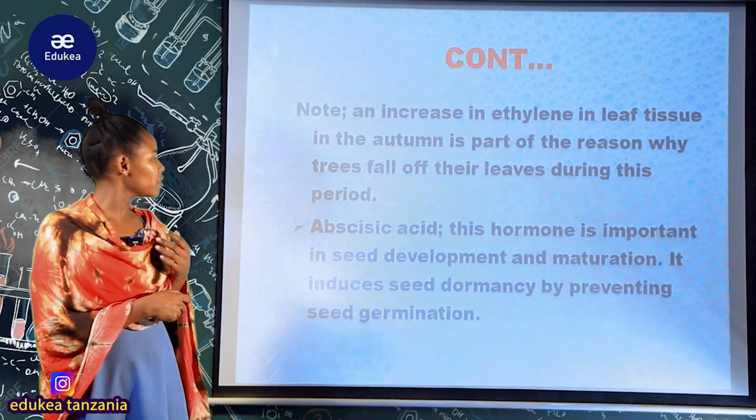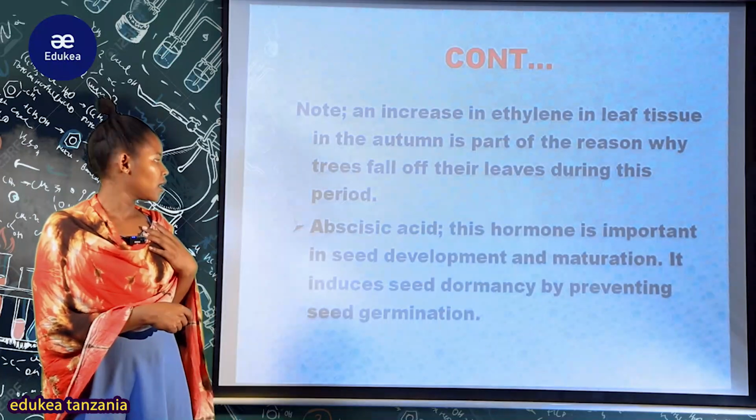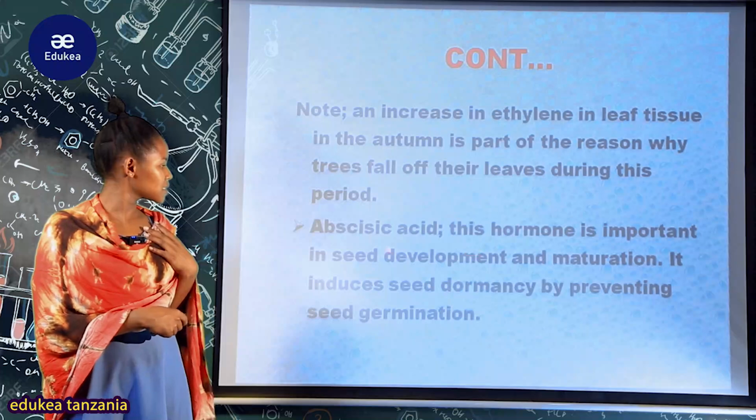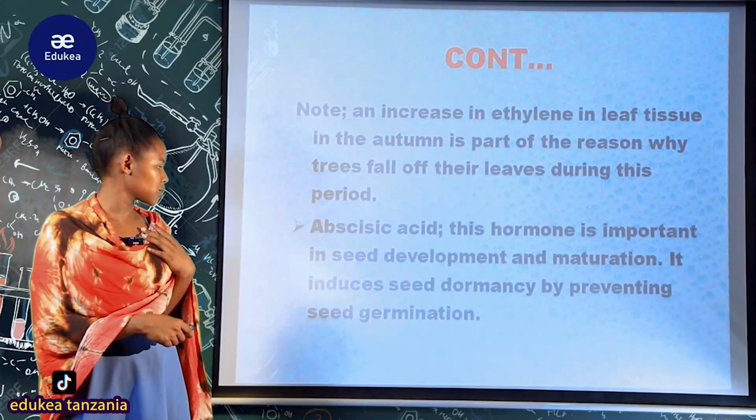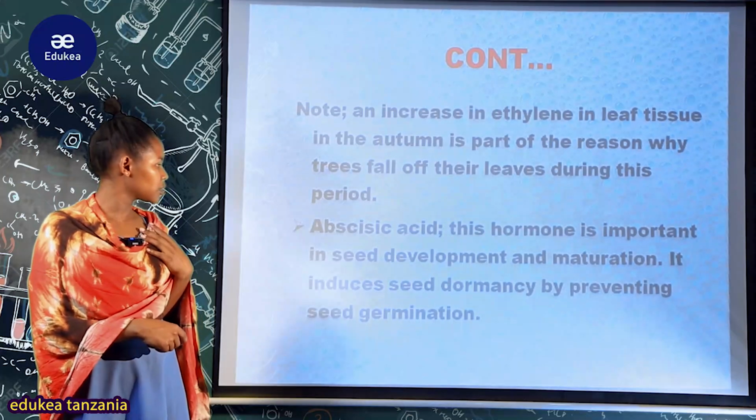The final hormone is called abscisic acid. Abscisic acid is the hormone which is important in seed development and maturation. It induces seed dormancy by preventing seed germination.